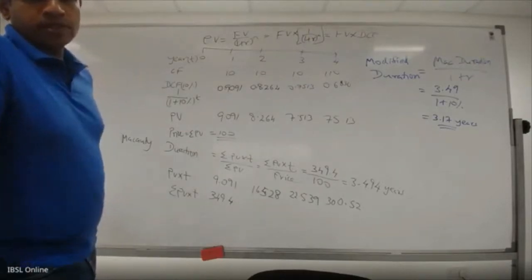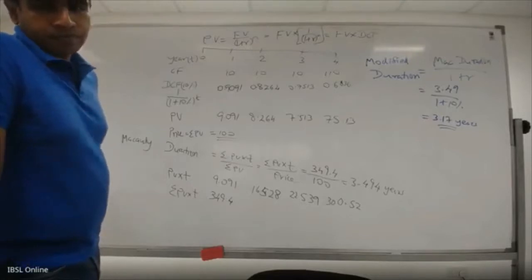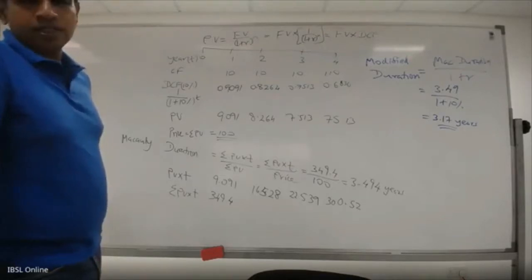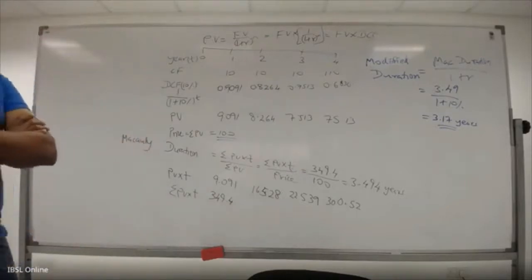Yeah, how would you interpret this? How would you interpret 3.17? It means, now what does duration mean? The interest rate sensitivity of a bond.